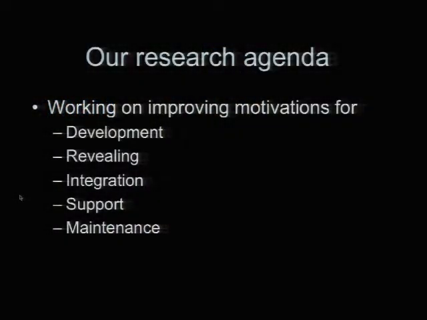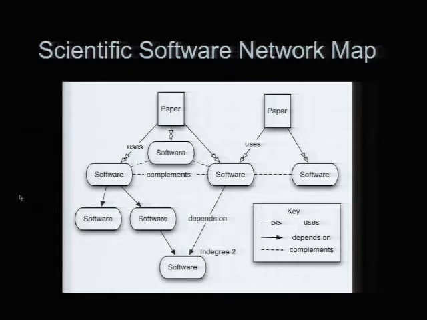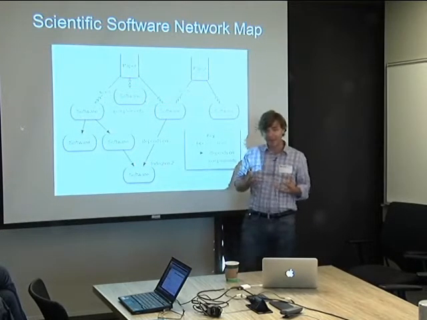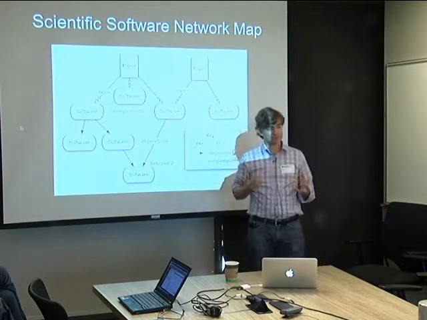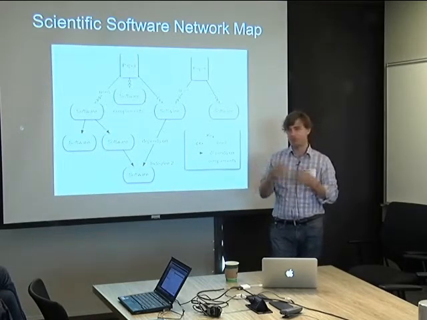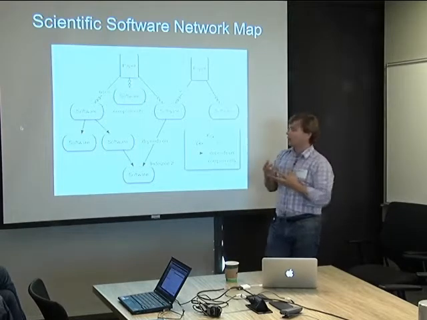So coming back to our overall interest in scientific software, we're really starting to think about how you create improved motivations for all five of these functions within the scientific software ecosystem: development, revealing, integration, and also long-term support and maintenance. And one of the ways we're looking at doing that is building what we're calling the scientific software network map. Imagine if you had all the papers and you knew for each paper what pieces of software it had used to build its science. That's really getting at the question you asked before about how that software was used to produce the science, and who wrote that.